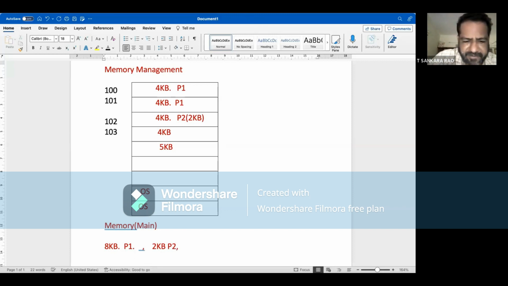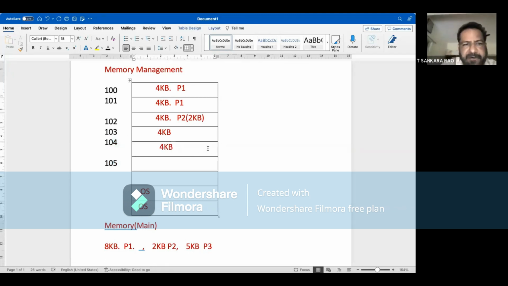So now I have 5 KB of process 3. Fine. Okay. All are equal size, 4 KB. So now tell me, the 5 KB P3, where is it stored, in which locations?